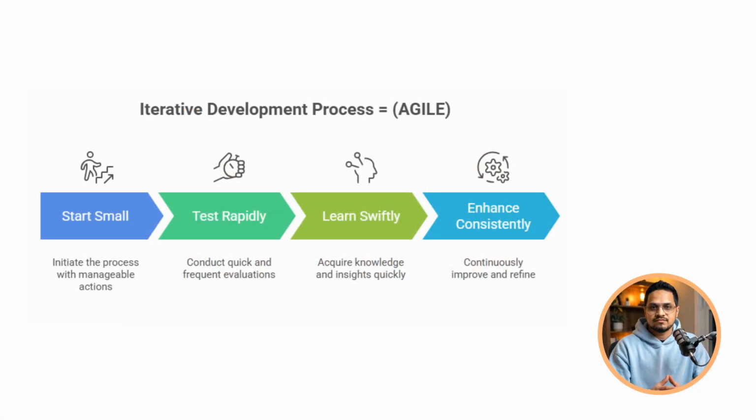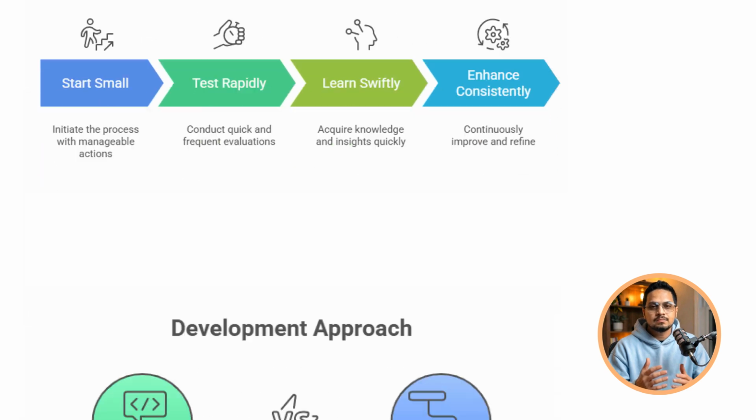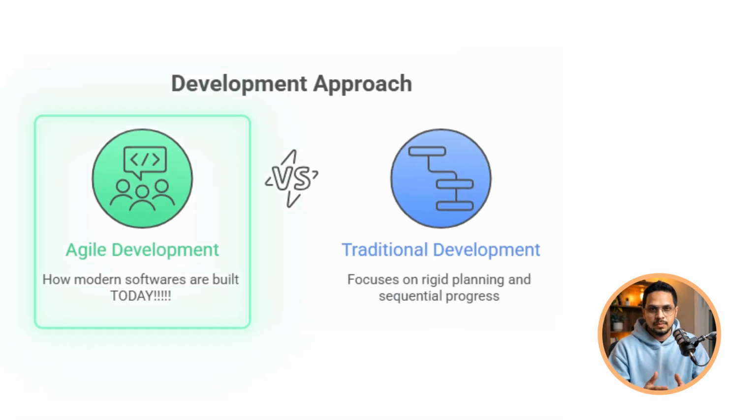Most successful technology companies don't build products all at once. Instead, they build them step by step. They start small, test quickly, learn fast, and then improve continuously. This method is called agile development, and it completely changed how modern software is built. Now, let's understand why this approach even became necessary.